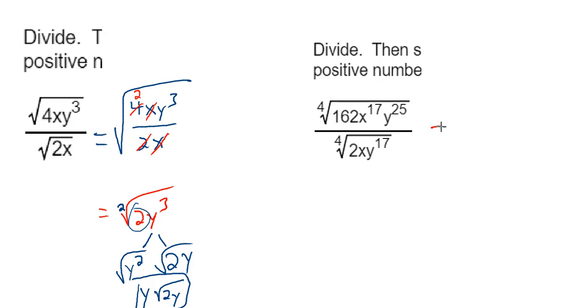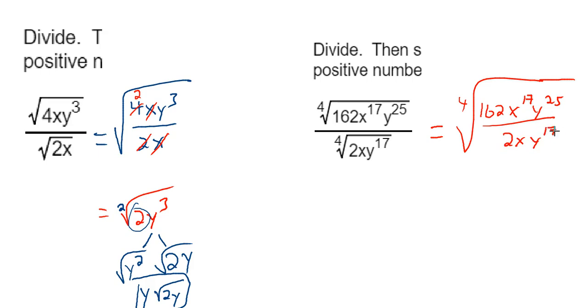All right, so what you want to do with this one is like the last example. You want to rewrite this as a single radical, so it'll be a single fourth root of 162 x to the 17 y to the 25th. I know it's a lot to think about, but we're going to divide that by 2x y to the 17th. So a lot of stuff is going to cancel out here, which will be nice.